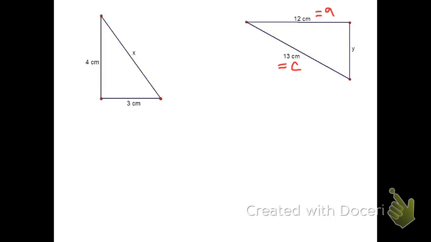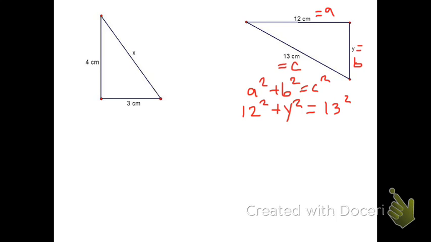Alright, my bad. So that leg 12 is A. This leg right here we could call B. And again, A and B are interchangeable as long as they're the legs. So now we're just going to solve for B instead of C. So we got A squared plus B squared equals C squared. A was 12. So we got 12 squared plus Y squared, which is the other missing leg, is equal to 13 squared.